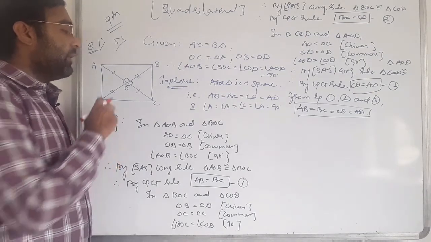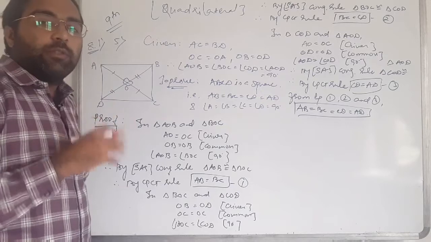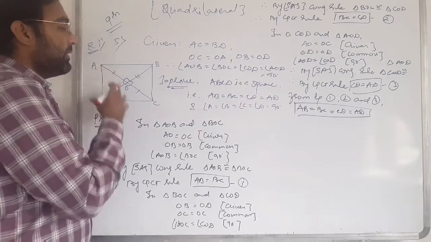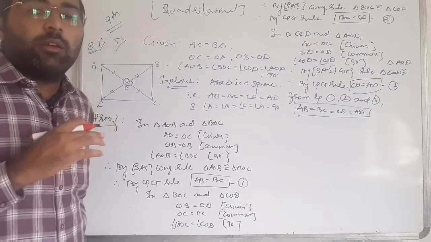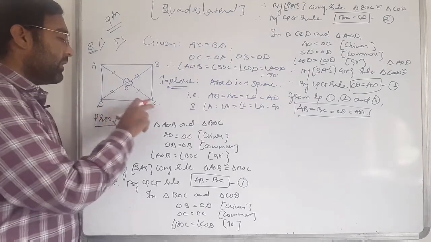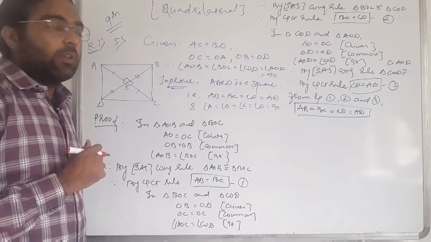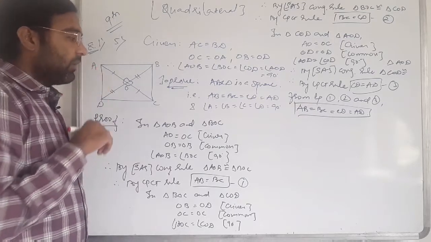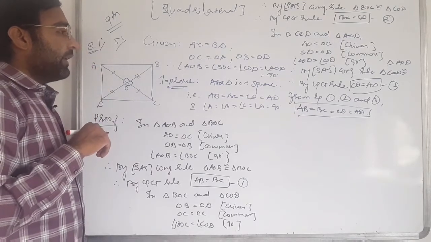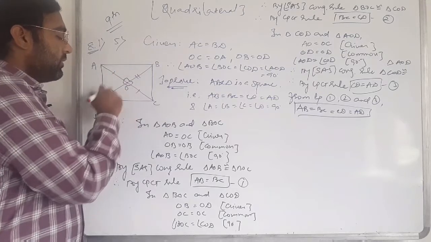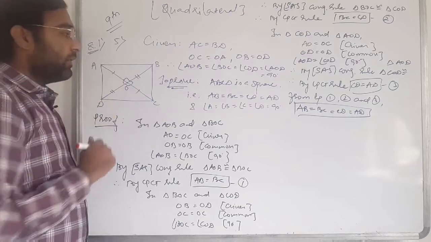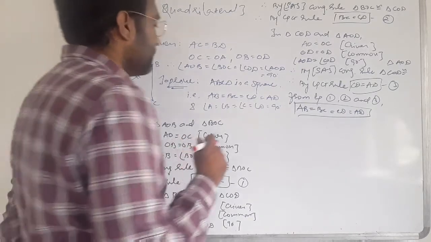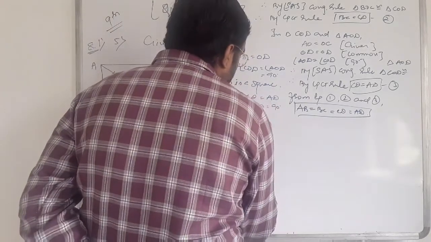So first of all, the angles are 90 degrees. We need to prove that. First we have to prove that it is a parallelogram. That's why we are taking two adjacent angles as supplementary. So for the parallelogram we are taking triangles AOB and COD.